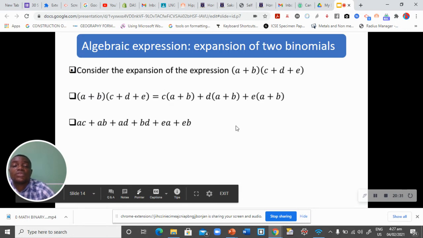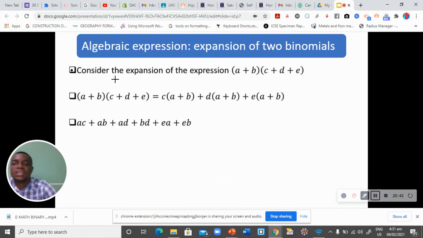Let's now move on. So let's consider the expansion of the expression (a plus b) all multiplying (c plus d plus e). So we are multiplying this. What we do is that we distribute either the first one or the second one. So we are distributing the second one. So c on this, then d will multiply the same thing, then e will multiply. So let's see. c is multiplying a plus b, d is multiplying a plus b, e is multiplying a plus b.